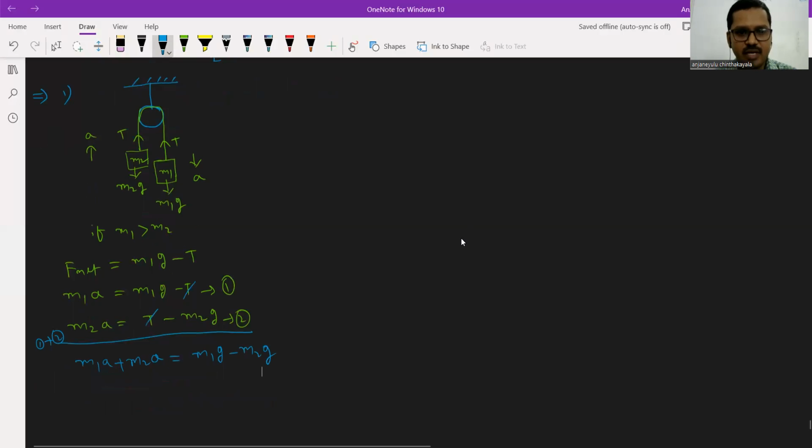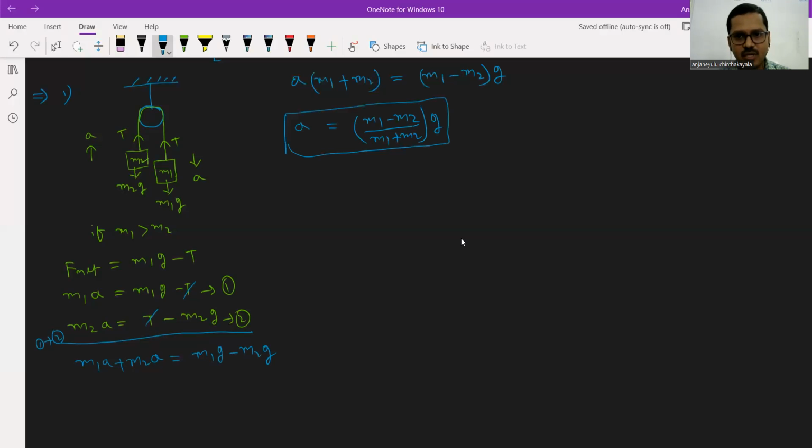Now on the left side we take A common: A times M1 plus M2 is equal to, on the right side taking G common, M1 minus M2 into G. So finally the acceleration of the system, A, is equal to M1 minus M2 divided by M1 plus M2, into G. G is the acceleration due to gravity. This is the acceleration of the two blocks, first block and second block.